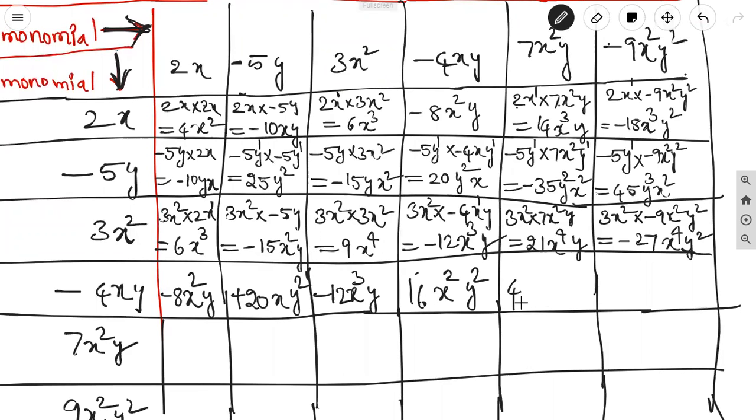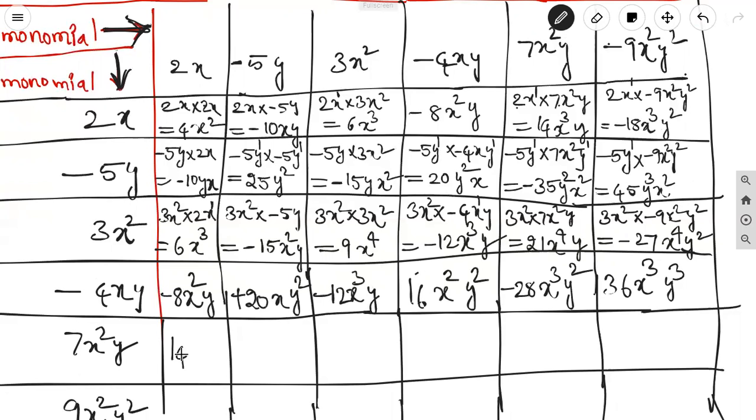Next, 7 7s are 49, x to the power of 2, x to the power of 2, x to the power of 2 plus 2, 4, y to the power of 1 plus 1, 2. Minus 4, minus 7, minus 28, x to the power of 1 plus 2, 3, y to the power of 1 plus 1, 2. Minus into minus plus, 9 4s are 36, x to the power of 1 plus 2, 3, y to the power of 1 plus 2, 3.